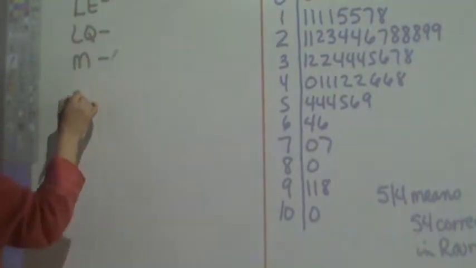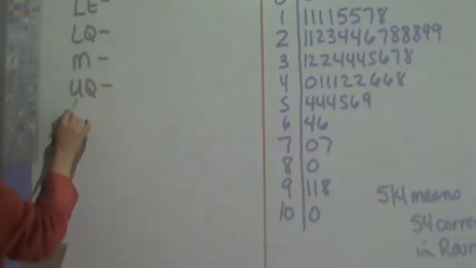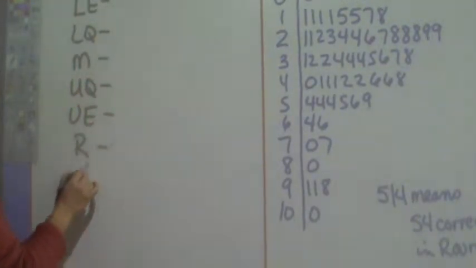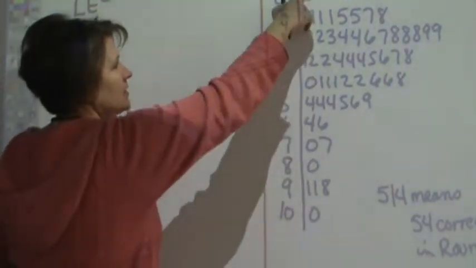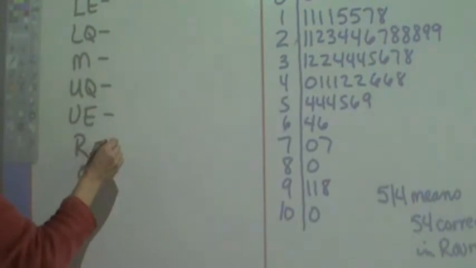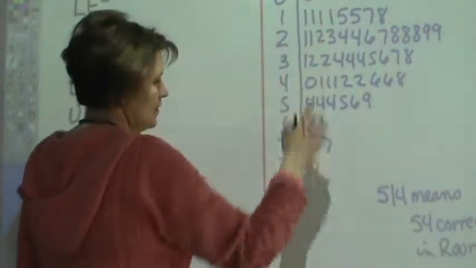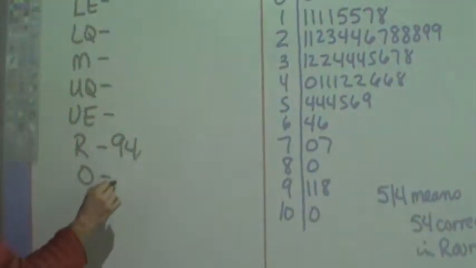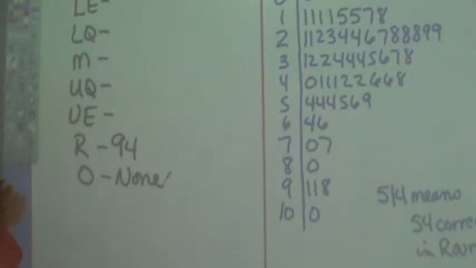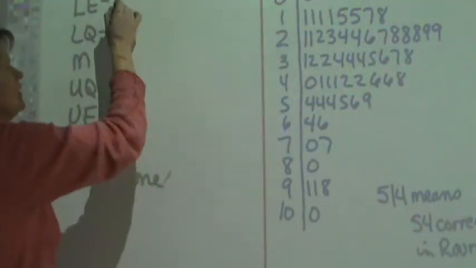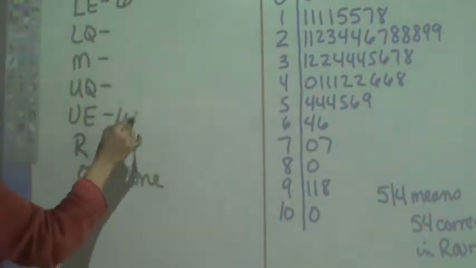We need all of those things that you just wrote down on the previous page: the lower extreme, the lower quartile, the median, the upper quartile, and the upper extreme. It's also helpful to know the range and the outliers. Range is probably the easiest: we take the highest number minus the lowest number, so 100 minus 6 gets me 94. Do we think there are any outliers? This is 5 away from the next number, and this is 2 away from the next number, so I'm going to say none. The lower extreme was 6 and the upper extreme is 100.